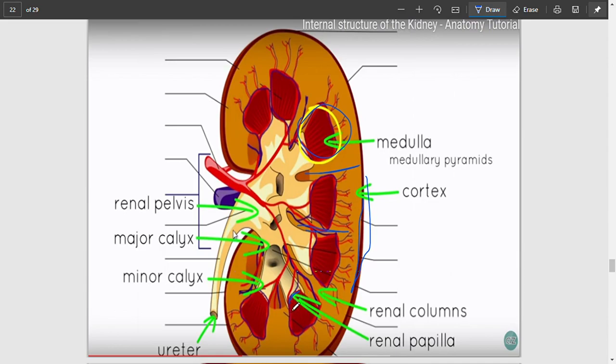Where the medulla opens into the calyces are the renal papillae, the openings of the renal medulla. And this is the ureter. First of all, there is a minor calyx, and then there are the major calyces, and they all join, forming the renal pelvis. Then there comes the ureter.